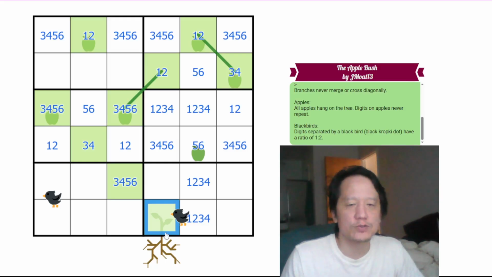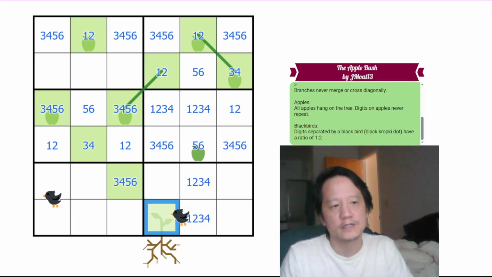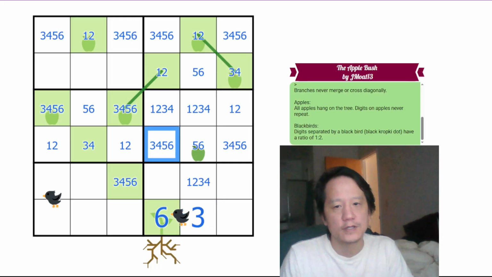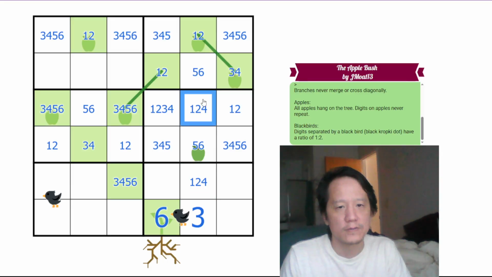This must branch twice, because to get to here, it cannot go here, then there, because it always goes up. So this must branch twice. It's 5 or 6, and 5 cannot be in a 1 to 2 ratio with anything. So this is 6, which makes this 3. These can't be 6, and this can't be 3 here.